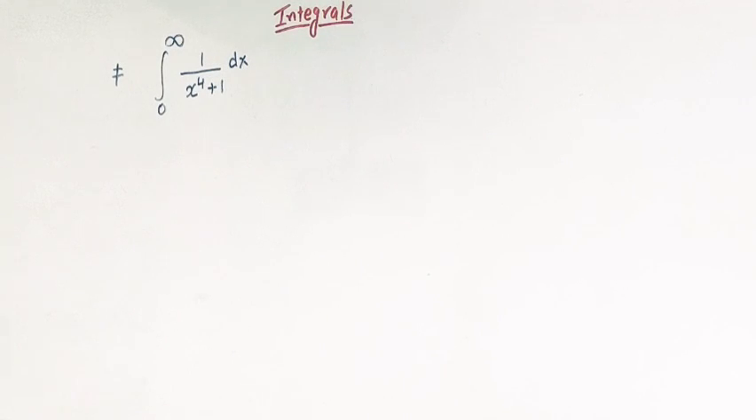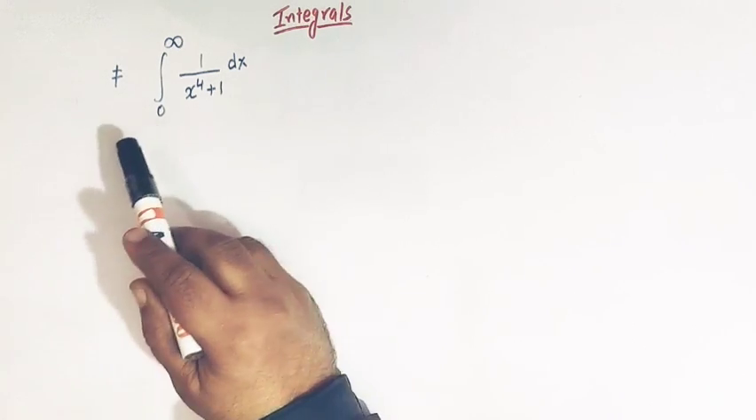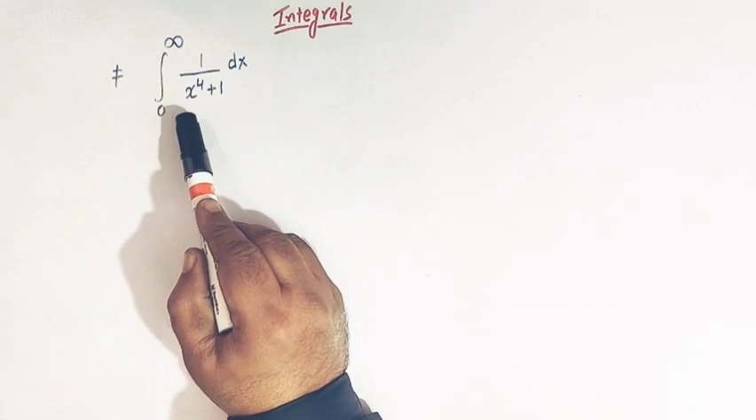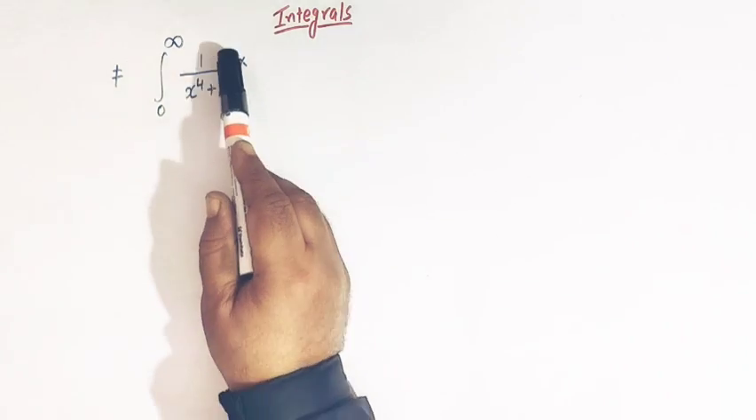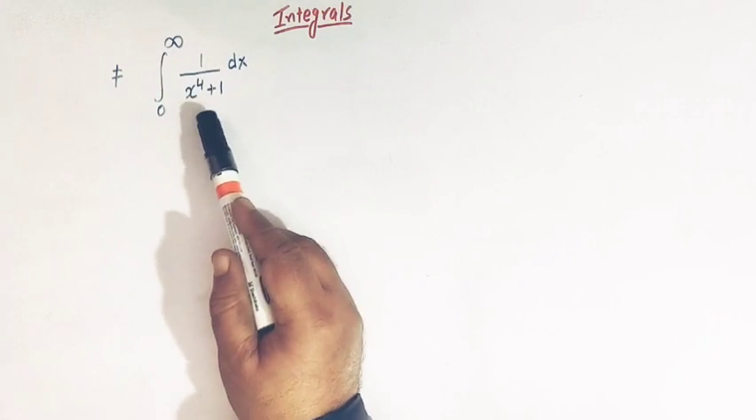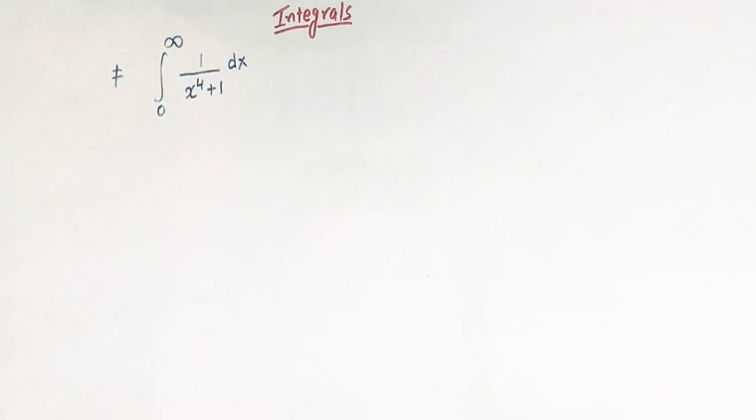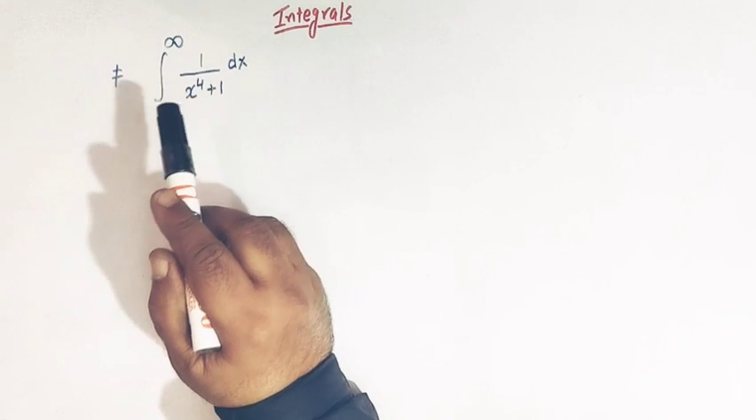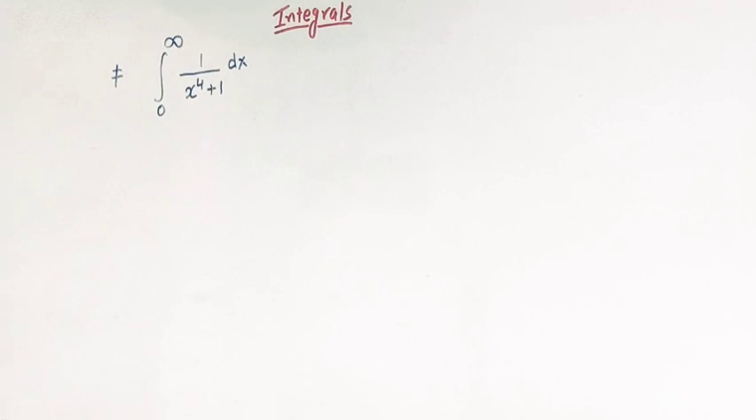Hello viewers, in today's class we are going to discuss one important problem from integrals. We are going to discuss this integral, which is 0 to infinity, and the integrand is 1 over x raised to 4 plus 1. We can solve this integral by the method of contour integration, and we can also apply the method of residues, but here we'll make use of the concept of beta and gamma functions.